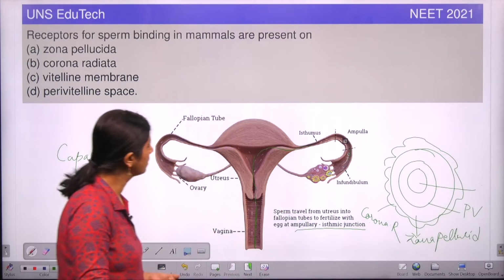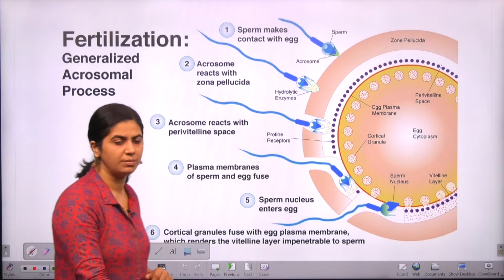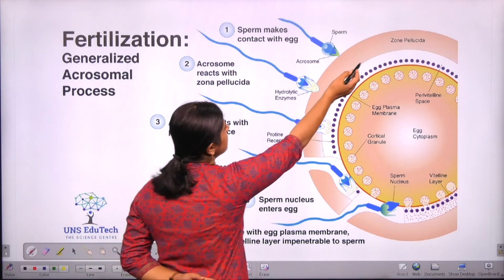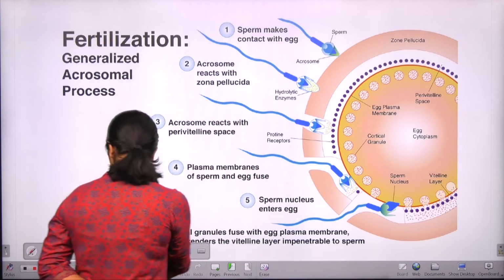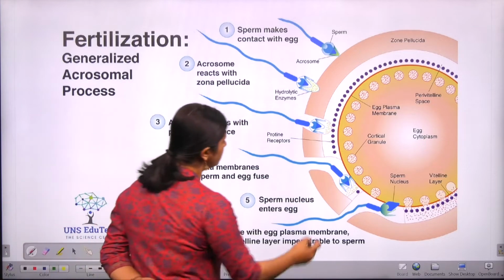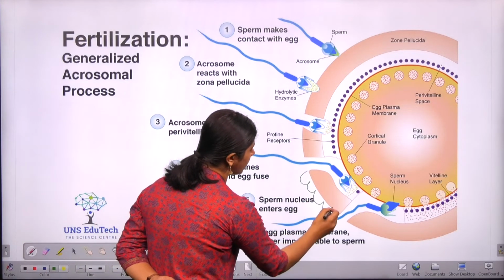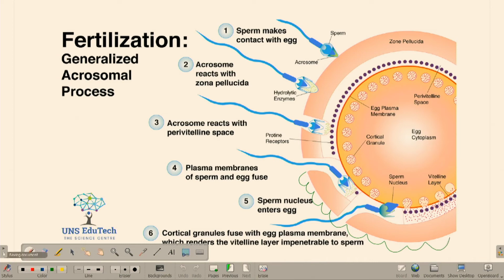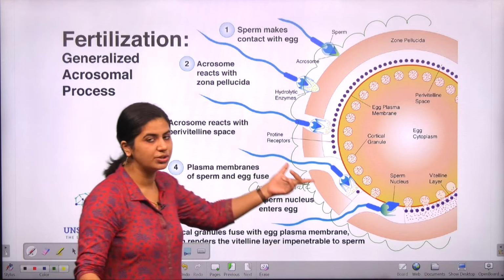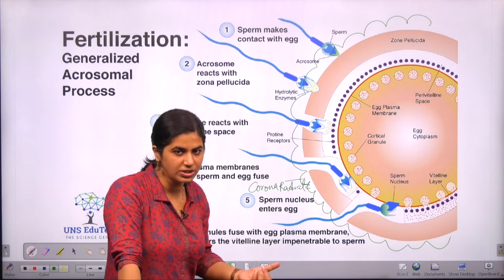If we see this image here, outside, this is the zona pellucida region. Outside the zona pellucida, there is one more layer that we mentioned just now. What was that layer? That is the corona radiata. Now the capacitated sperm has reached the ovum.